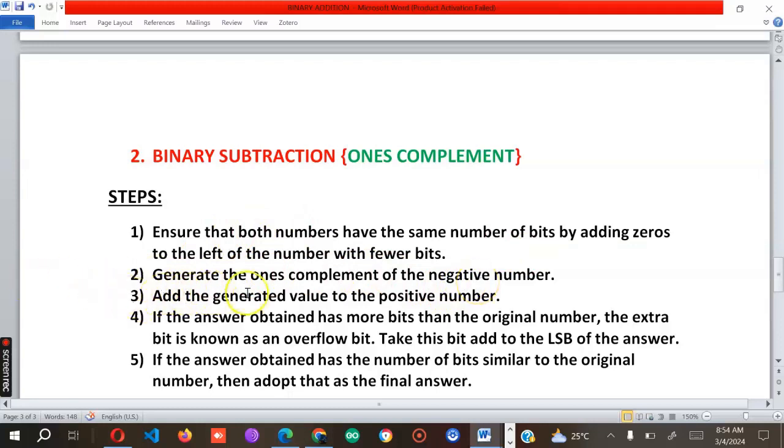Then step 3, you add the generated value to the positive number. Then number 4, if the answer obtained has more bits than the original number, the extra bit is known as the overflow. This particular one is our overflow. You need to take this bit and add it to the least significant bit of the answer. Then lastly, if the answer obtained has a number of bits similar to the original number, then you adopt that as the final answer. Okay, having done that, now let's move to our example.